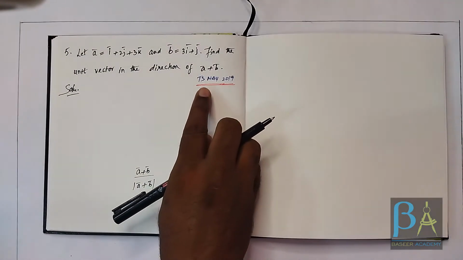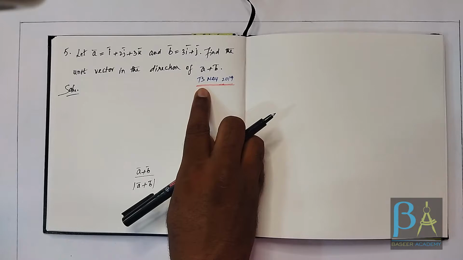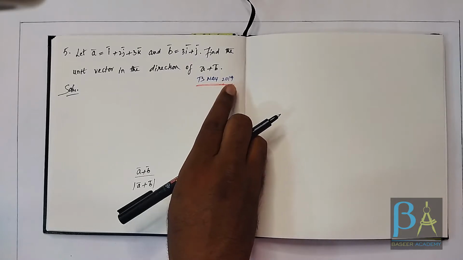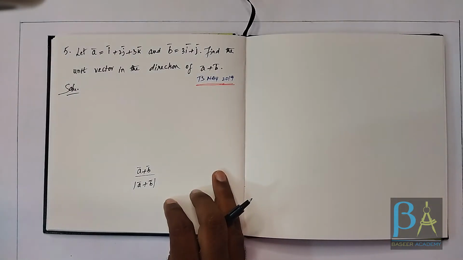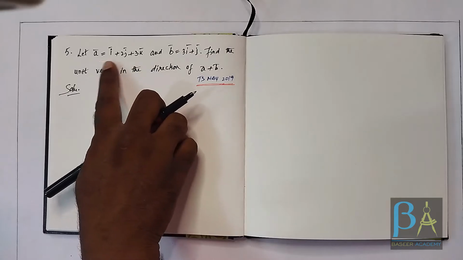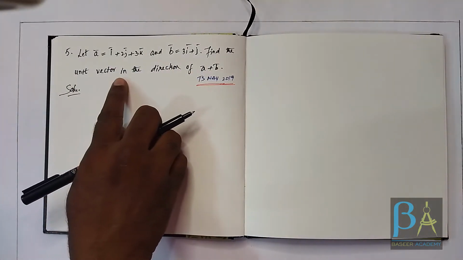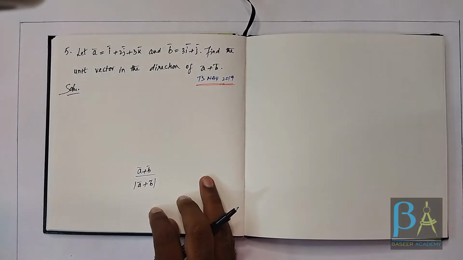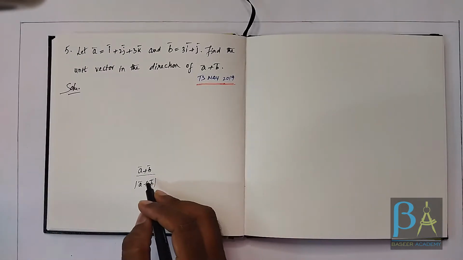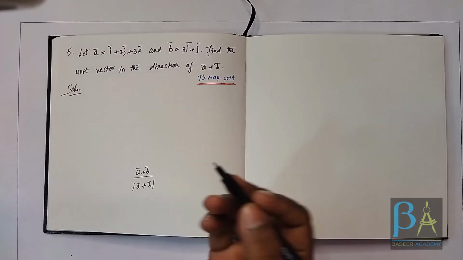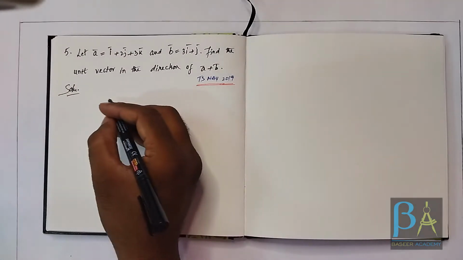Now this question was asked in the Intermediate first year Telangana State May 2019 question paper. In this question I see two vectors, vector A and vector B. We are supposed to find out the unit vector in the direction of A plus B. The unit vector in the direction of A plus B would be A plus B by modulus of A plus B. Let us first learn how to find out A plus B.